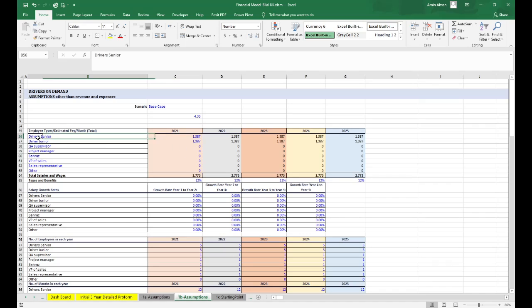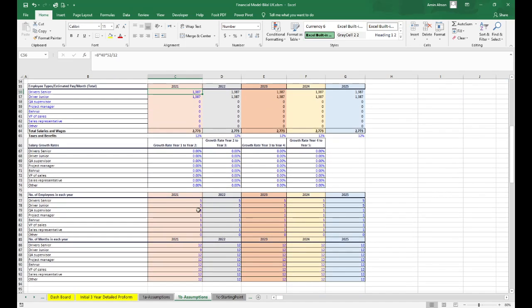I have categorized it in two categories, senior drivers and junior drivers. I have kept the pay rate at the same rate, but here you can see that senior drivers will be paid for the whole 12 months in the first year and junior drivers for 9 months in the first year, because in the first quarter we are not going to hire the junior drivers. There are 5 junior drivers and 5 senior drivers, and similarly in each year later.